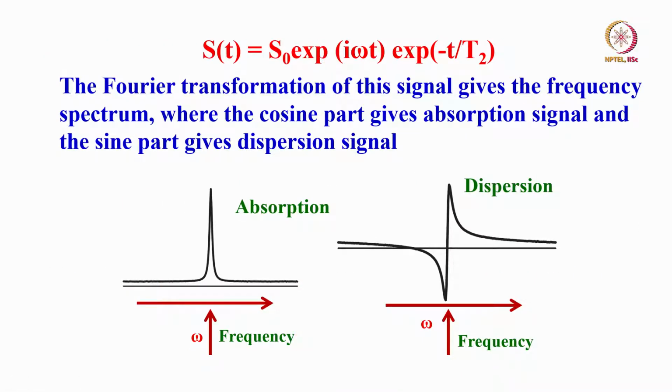Now I will take the time domain signal and do the Fourier transformation, which gives us the frequency spectrum. Now this is the cosine part, which is an absorption. The center of this is the frequency omega. And the dispersion, you can see, has a phase shift of 90 degrees. That means this is the cosine part and this is the sine part of the Fourier transform signal. When you do the Fourier transformation, you get a real and an imaginary part. The cosine part corresponds to the real part, which gives us the absorption signal, and the sine part is the imaginary part, which gives us the dispersive signal.